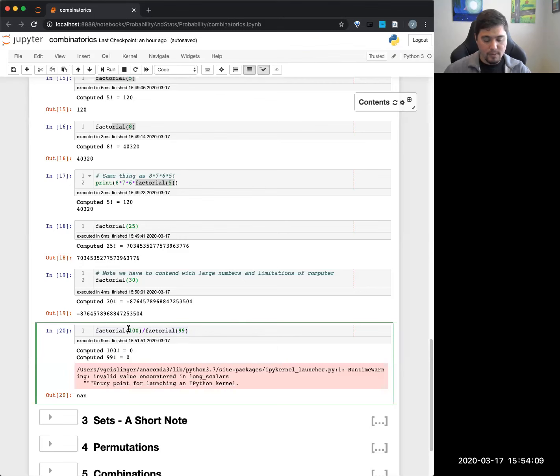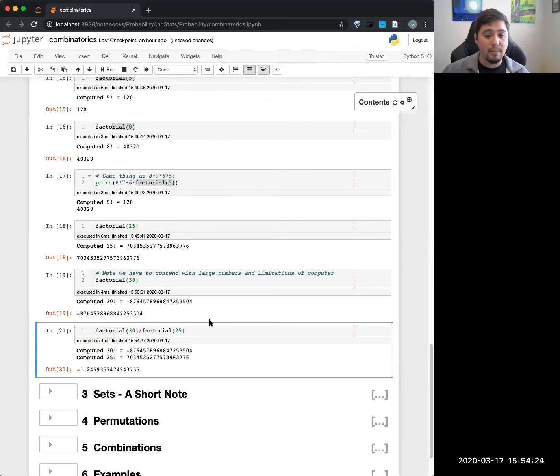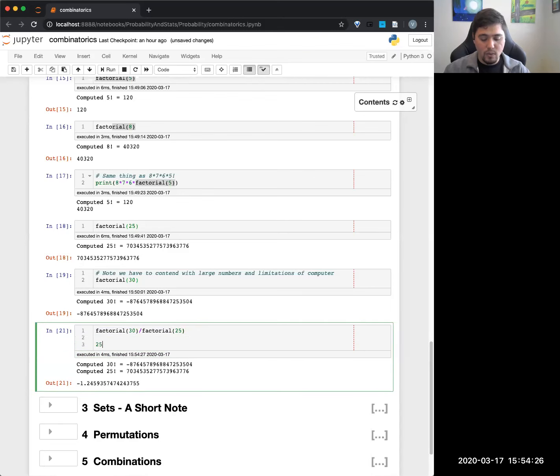A closer example would be something like 30 and 25, which we saw is basically 30 times 29 times 28 times 27 times 26, and that would be the answer. But you can see here, this is giving me a negative number, where in reality, if I did 26 times 27 times 28 times 29 times 30, it's a big number, but it's manageable. It's not negative, right? So you have to be careful about these kinds of things if you're just putting it in your code.